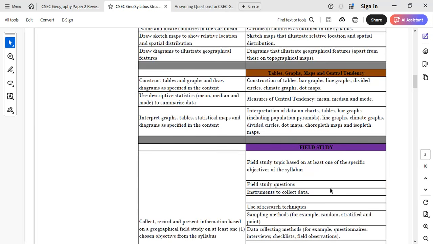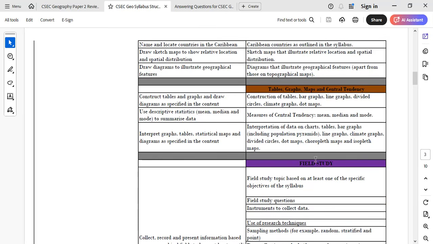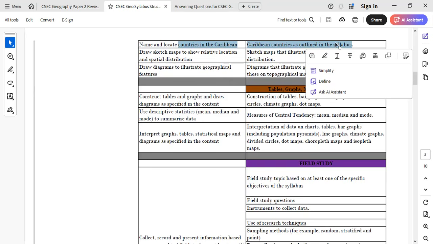For location and time, well, that's really more for multiple choice. But you need to know how to name and locate your countries in the Caribbean. They can ask it as a normal question 2. Identify the countries on a map that have volcanoes, right? So they may have an arrow pointing to a country that has a volcano. Name the country, right? So you need to know your countries in the Caribbean.